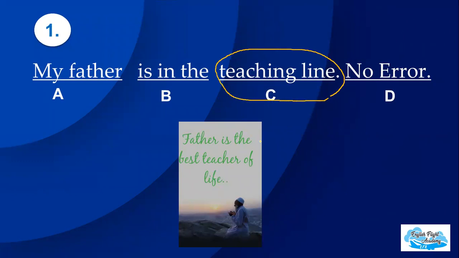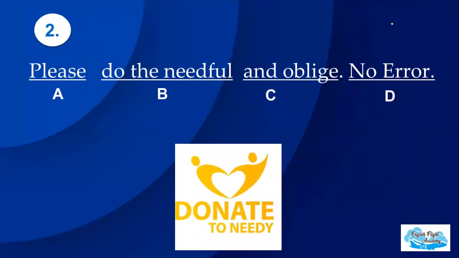Teaching line is actually slang. There's no such term in English. The correct form of the term is teaching profession. Hence, the sentence should be, my father is in the teaching profession. Right? So let me write that. Teaching profession. So I hope it's clear. Moving on to the second sentence.